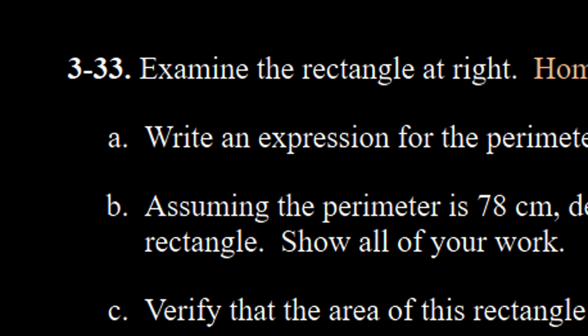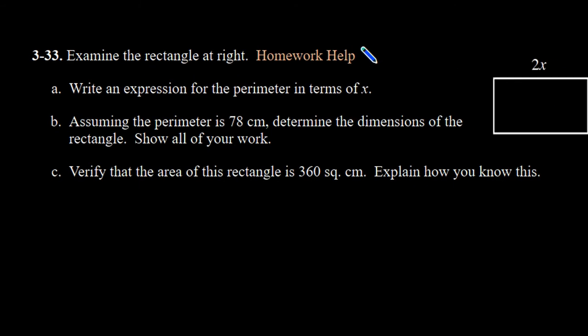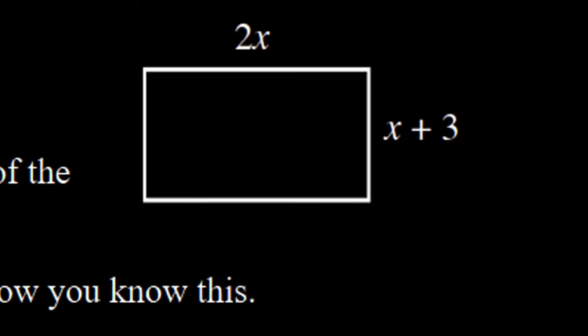Moving on, it says examine the rectangle at right. Write an expression for the perimeter in terms of x. Okay, that's fun. So they told me this is a rectangle. So there's certain things I know, right? It's got 4 right angles, right?